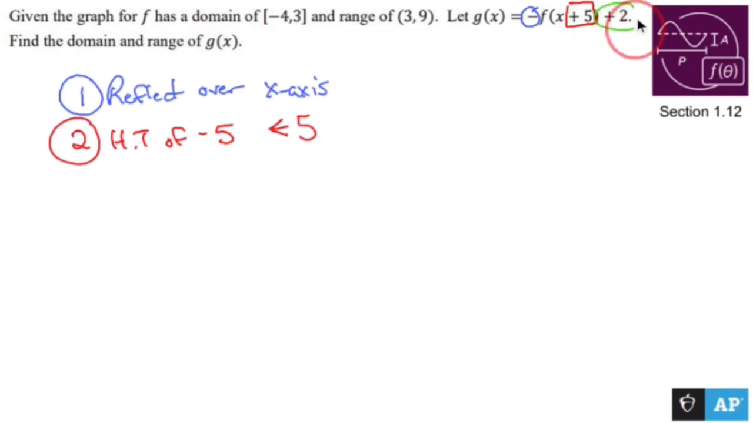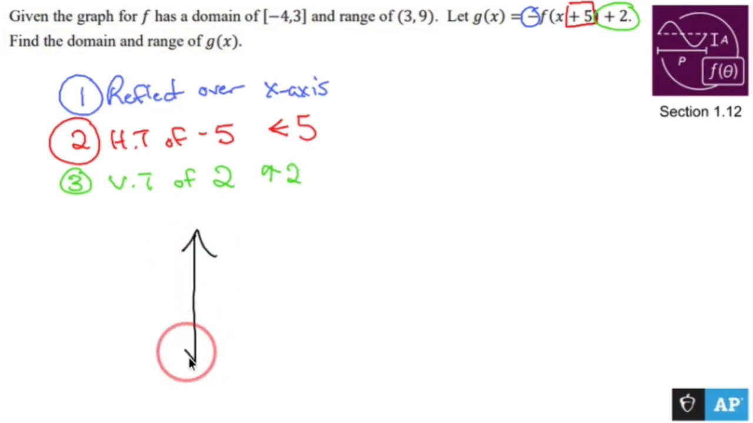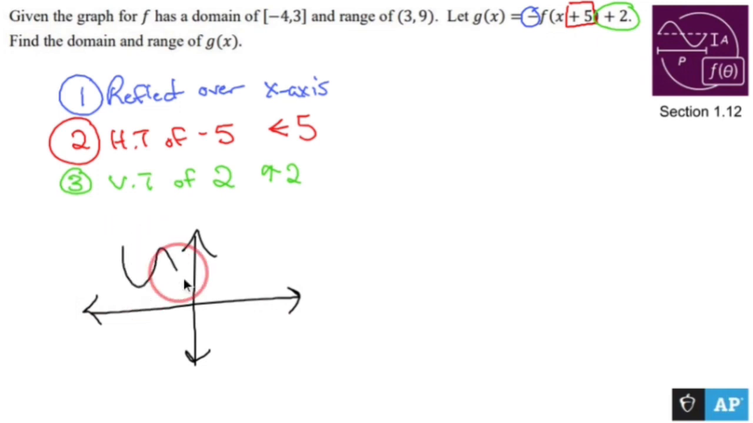After that, we add 2. That just means you move up 2, also known as a vertical translation of +2. All right, so I'm dealing with a picture where I have some kind of graph that goes from -4 to 3 and 3 to 9. So, something like this happens.